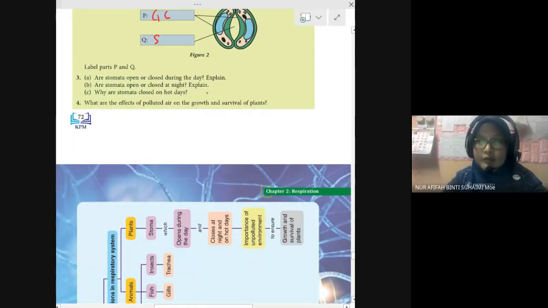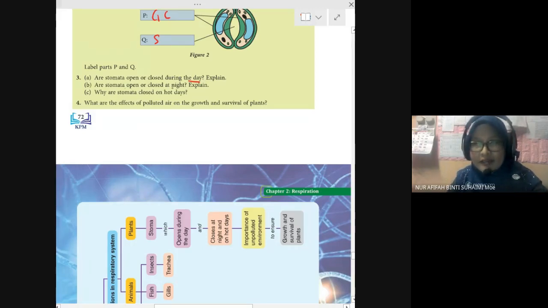Number 3. R. Stomata open or close during the day. During the day. Number 3A. Okay, open. Good. Stomata open to carry out photosynthesis.